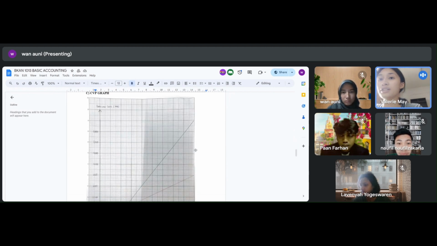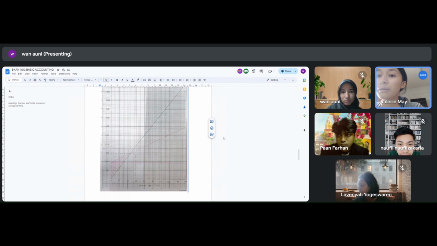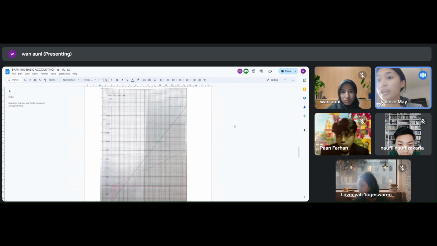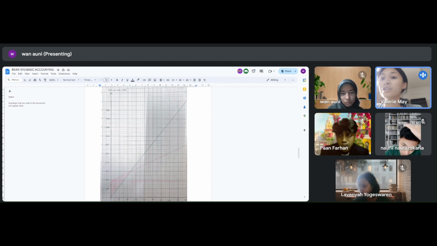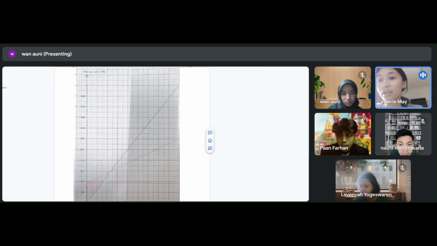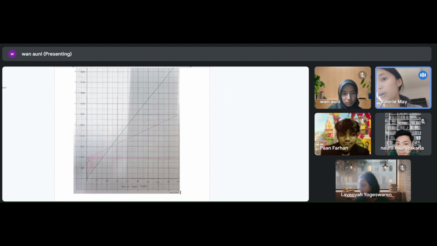So this is the CVP graph. As you can see down there, the straight line represents the fixed cost that I just calculated, which is 1,770 ringgit. And as you can see right here, it starts from 59 units until it is below 1,800 ringgit, because it represents 1,770 ringgit.